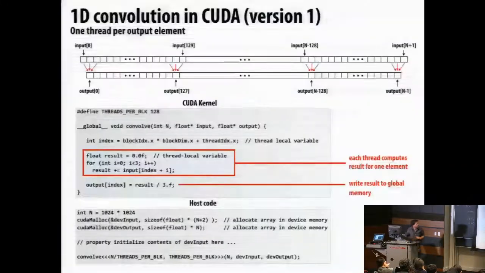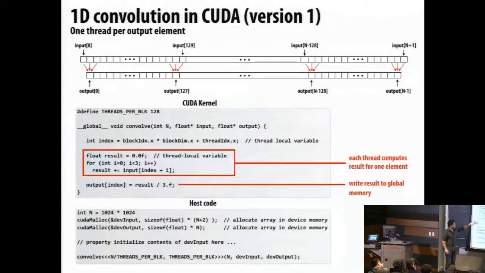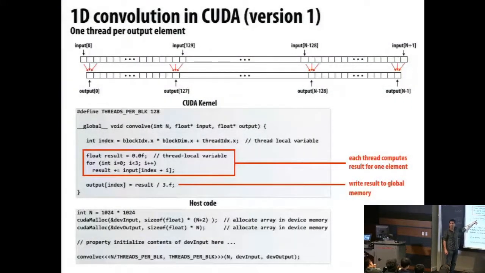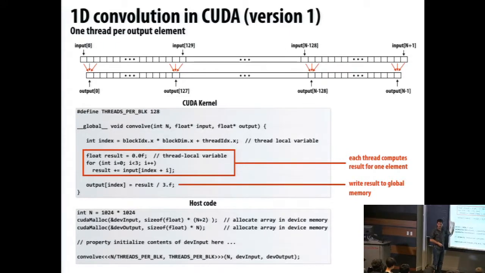There we go. It loads the appropriate values and then writes the result out. Right? So does this make sense? Good. So every thread here performs 3 loads, 3 additions, and 1 store.